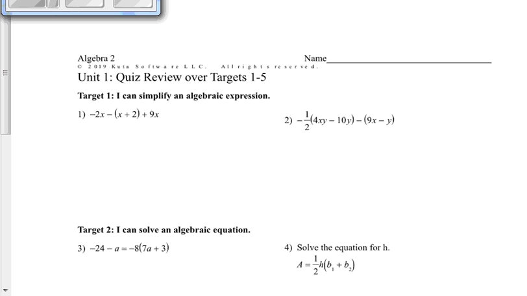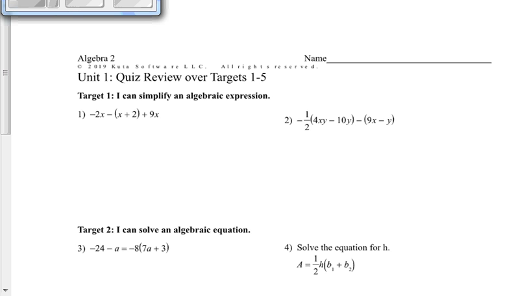Okay, so we're going over our quiz review for targets 1 through 5. Remember that your quiz is going to be on Tuesday or Wednesday of the second week of school. So let's start off with target 1 where we're simplifying. There's no equal sign here, so we're just going to work through our simplification process.